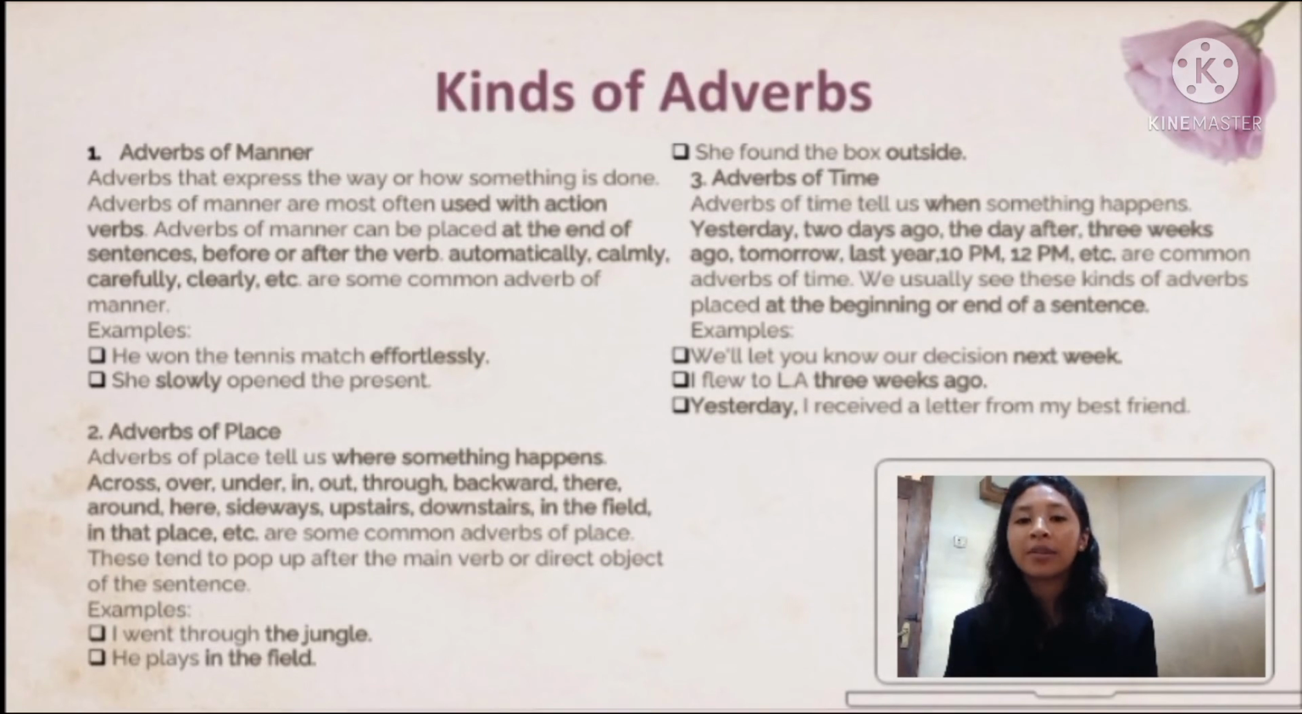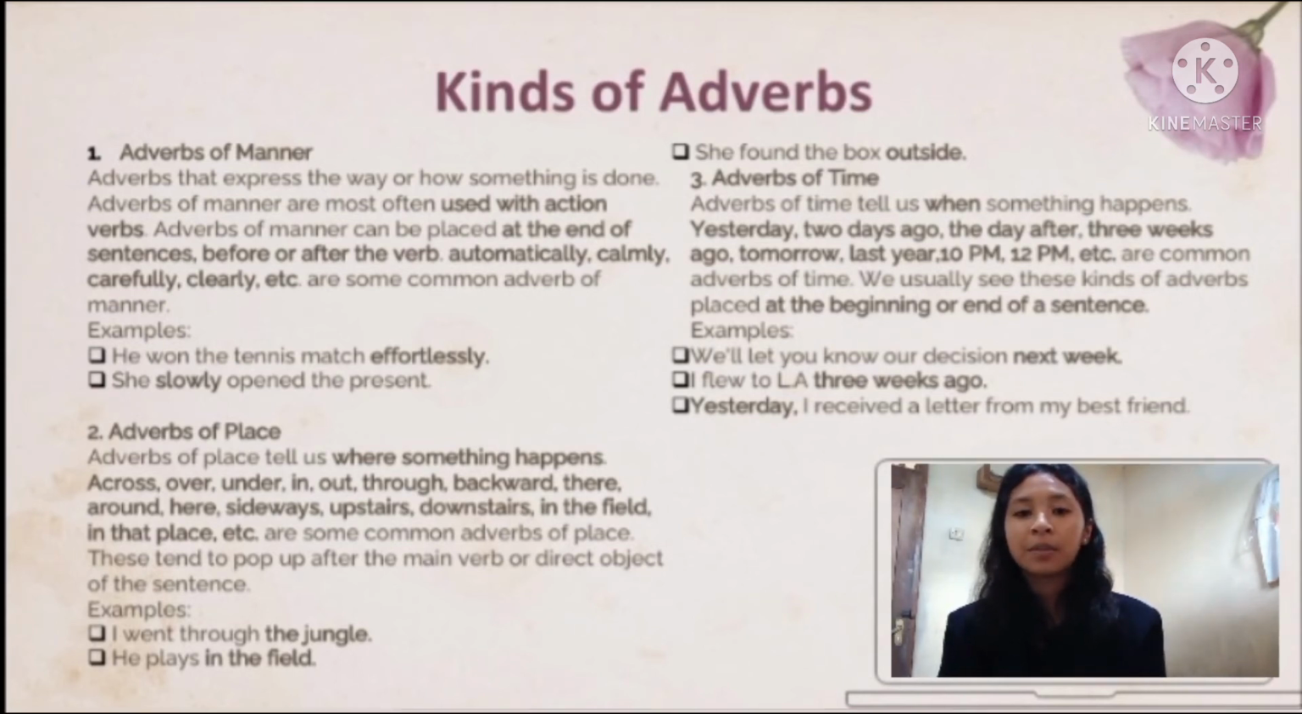Well, the third kind of adverbs is adverbs of time. Adverbs of time tell us when something happened, such as yesterday, 2 days ago, the day after, 3 weeks ago, tomorrow, last year, 10 p.m. to 12 p.m., and so on. We usually see these kinds of adverbs placed at the beginning or the end of the sentence. Examples of adverbs of time: we will let you know our decision next week. I flew to LA 3 weeks ago. Yesterday, I received a letter from my best friend.